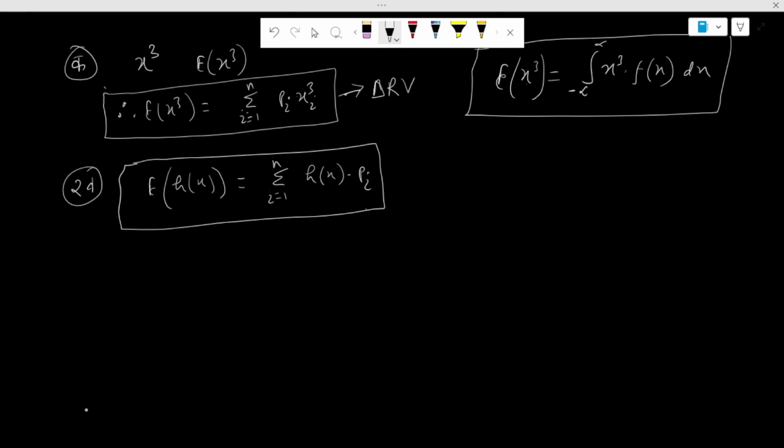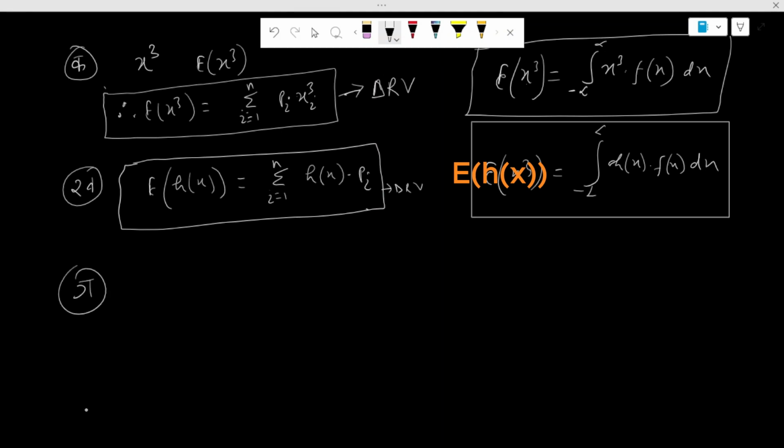This is when x is our discrete random variable, and the same when x is our continuous random variable: we integrate from its lower bound to upper bound, or the interval on which this function is defined, or the domain, and we take the product of the function of x along with the probability density function dx.